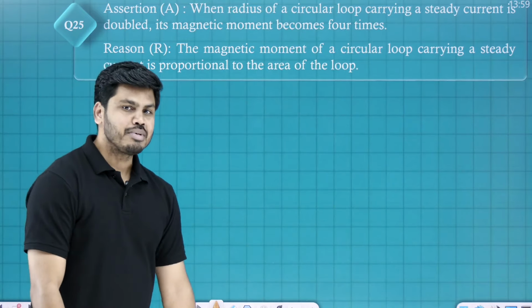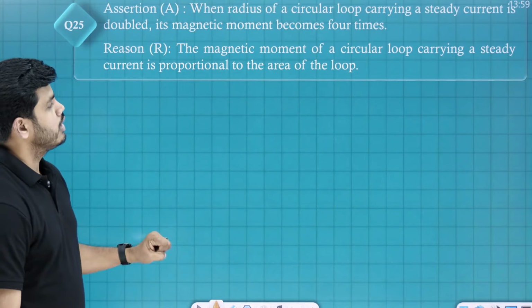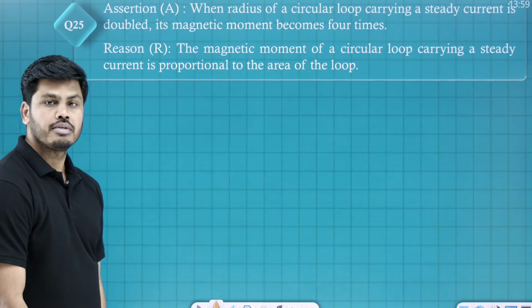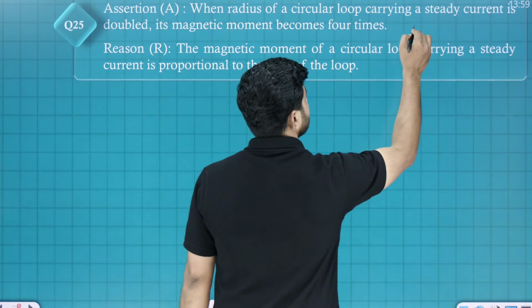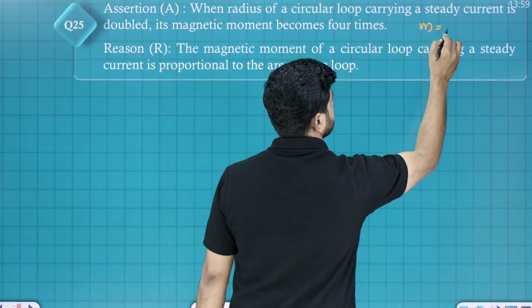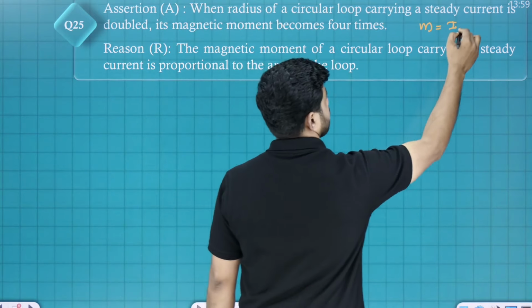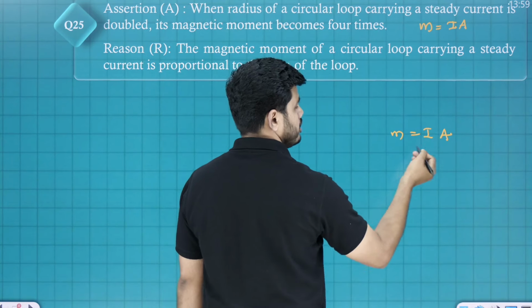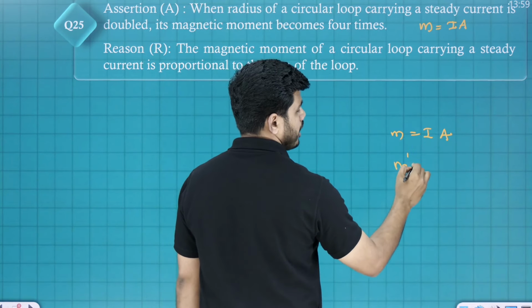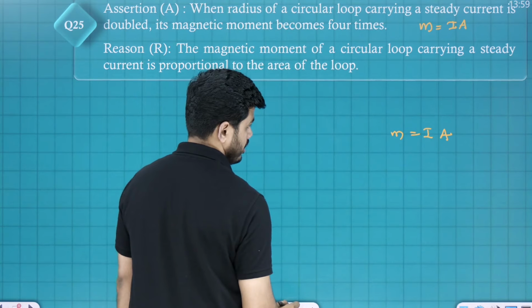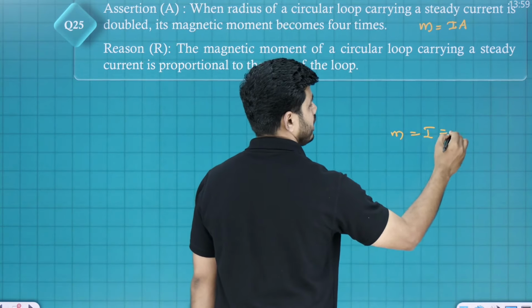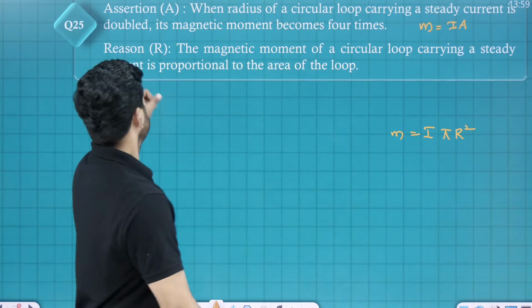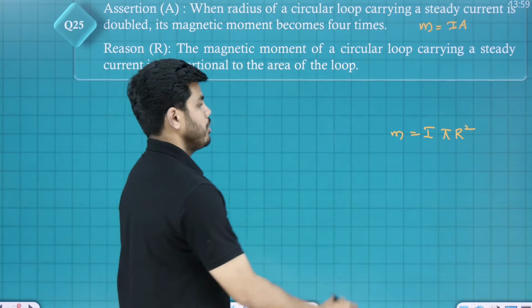Again, an assertion reason statement. Look at this. When the radius of a circular loop carrying a steady current is doubled, the magnetic moment becomes 4 times. If you want to check that, what is the expression for magnetic dipole moment? I into A, right? So magnetic moment is I into A. This is the first case. What does A stand for? A is the area of the loop. We can take it as pi r square because we are talking about a circular loop.